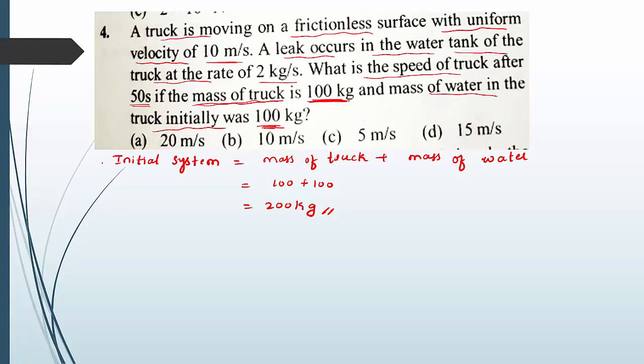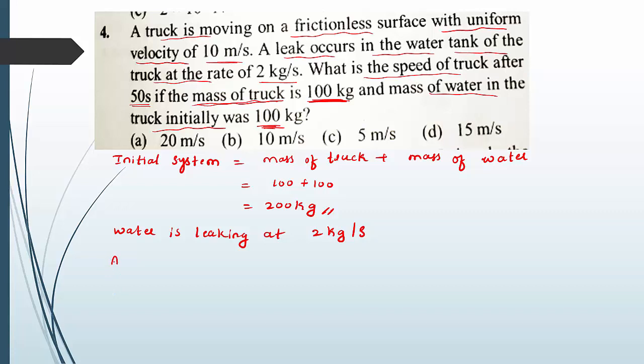Now, when the truck starts to move on a frictionless surface with certain velocity, velocity is given 10 meter per second, water leakage occurs. So let us write water is leaking. At how much is water leaking? They have given 2 kg per second. For 1 second, 2 kg of water is leaking here. Water is leaking at 2 kg per second. Is it clear? Then, after 50 seconds, what is the speed of the truck?